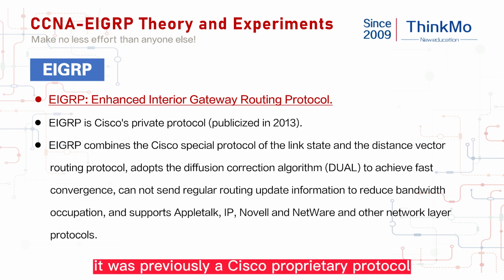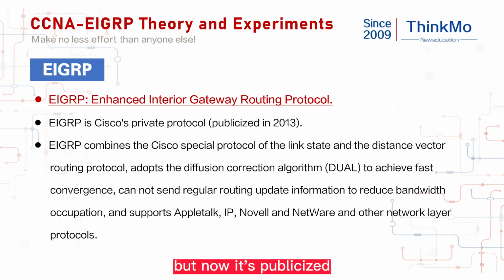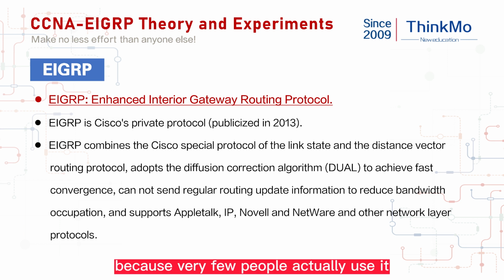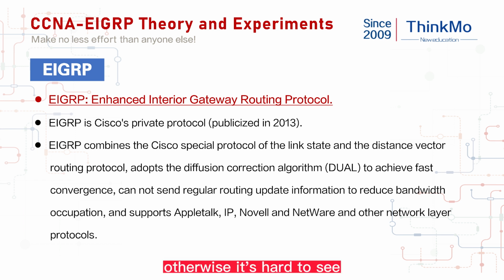It was previously a Cisco proprietary protocol, but now it's public. So, we often still treat EIGRP as Cisco's proprietary protocol, because very few people actually use it, unless it's still a pure Cisco environment. Otherwise it's hard to see.